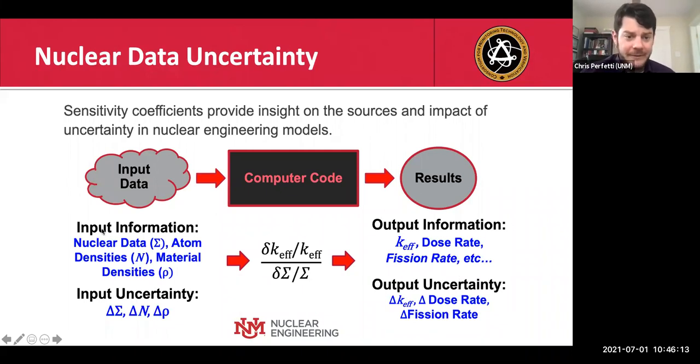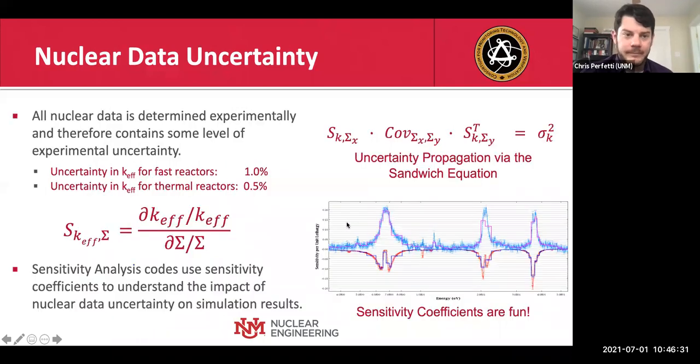So there's a significant degree of uncertainty in these things, which can make a significant degree of uncertainty in the outputs. A lot of my research deals with computing sensitivity coefficients, which is a fancy name for relative derivatives, which can allow you to propagate these uncertainties from the input into the output. Because all nuclear data is determined experimentally, and therefore contains some experimental uncertainty, there is uncertainty in the Monte Carlo simulation results.